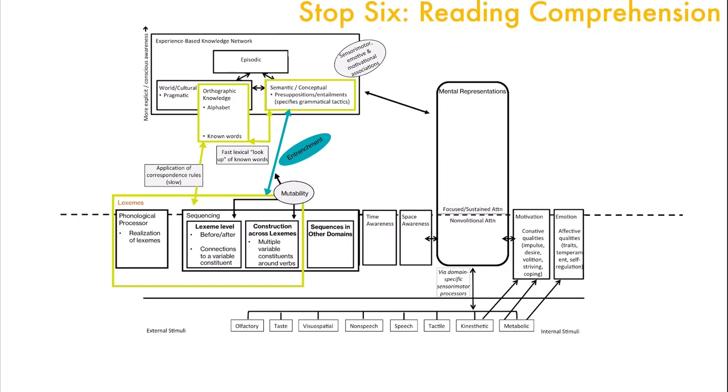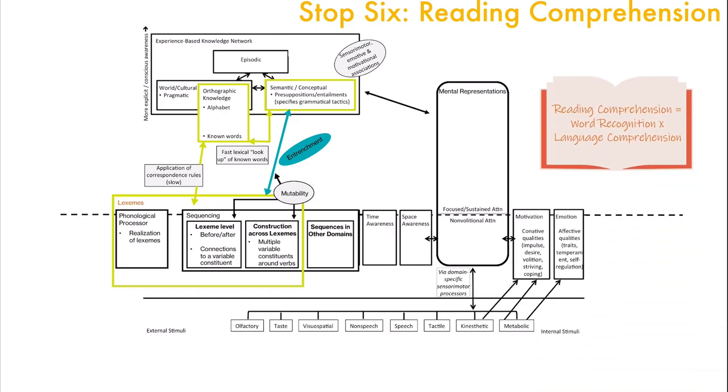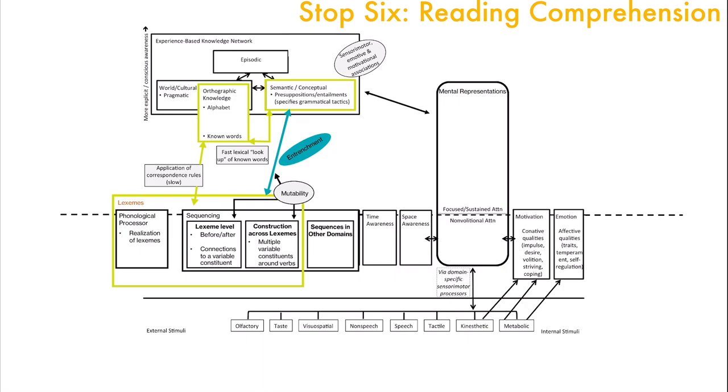But reading involves more than just word reading. To understand a text, a child must both be able to read the words and comprehend the language. This is called the simple view of reading. Essentially, as a child is reading, they use word recognition and language comprehension to create a situational model of the text in their head. This requires 4 things.